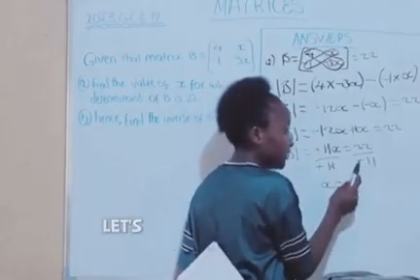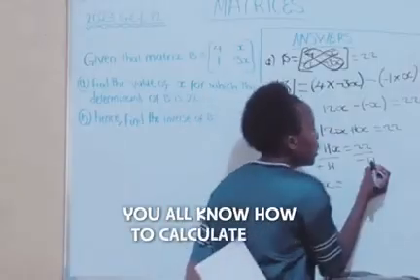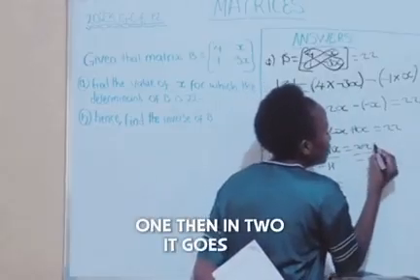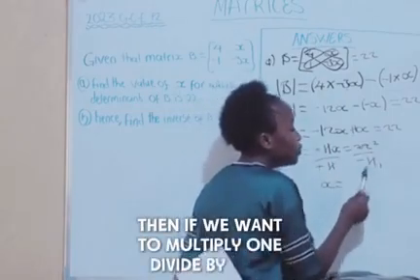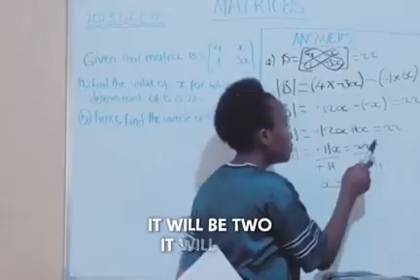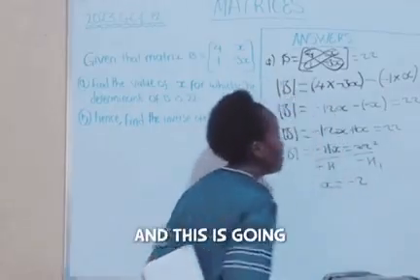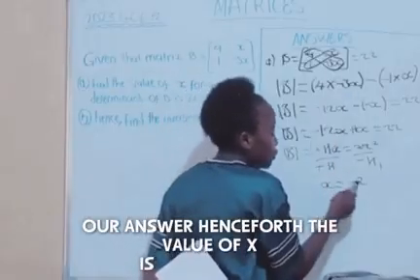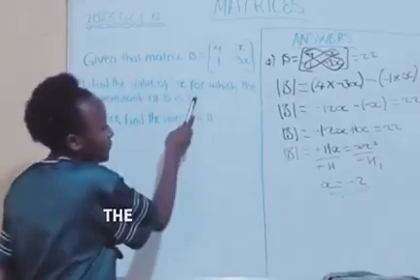So 11, let's first forget about the sign. 11 divided into 22, you all know how to calculate. You can just say 11 here, it goes how many times? 1. Then in 2, it goes 2 times. Then if we were to multiply 1 by 2, it will still be 2. So we're going to get the negative which was attached to 2, and this is going to be our answer. Hence, the value of x is negative 2. Okay? So here we answer the first question.